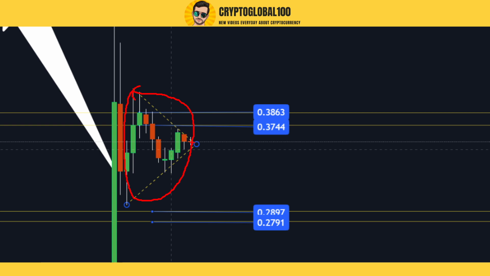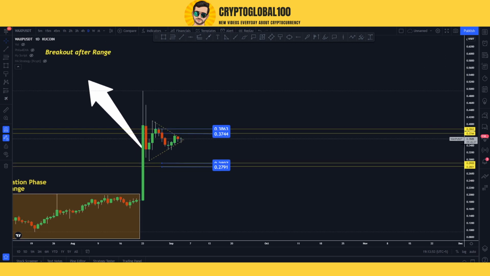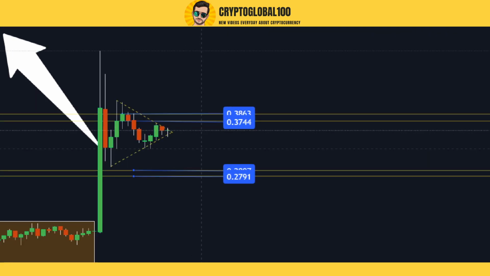So right now if it moves up, then we have to wait for the 0.38 and 37 levels to get tested. But if it gets rejected from this level, we might see a move towards the downside, towards the level of 28 or 97. So on either side we have to wait and see which will be the direction of the next move. Right now I'm not sure in which direction it's going to go.